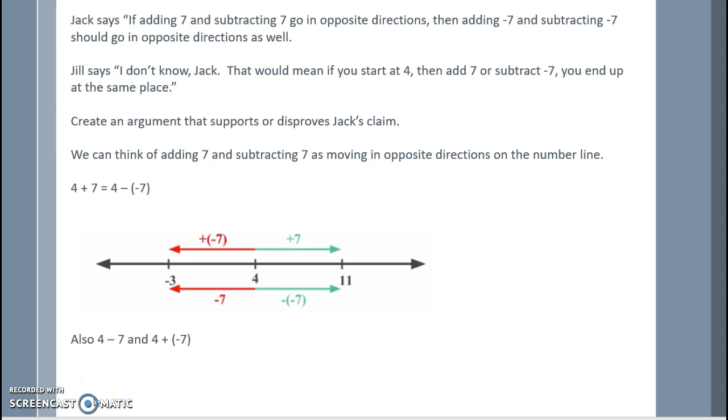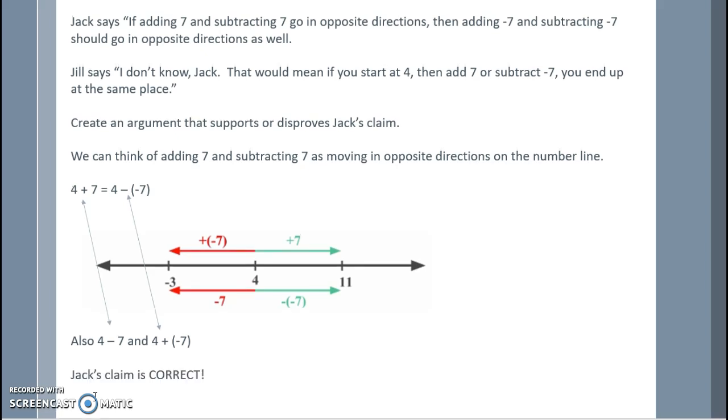So 4 minus 7 and 4 plus a -7 are also equivalent. Since 4 plus 7 and 4 minus 7 move in opposite directions, and 4 minus a -7 and 4 plus a -7 move in opposite directions, Jack's claim is correct.